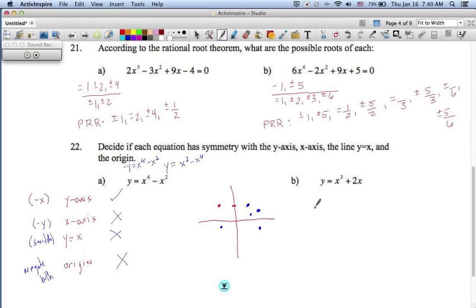So over here, y-axis symmetry, negate x. That's not cool, because negative x cubed is different than positive x cubed. And likewise, 2x is different than negative 2x. So y-axis is no good. X-axis, if I negate y, again, no good. If I switch x and y, I hope that's clear to see, that is no good either. If I negate both of them, however, negative y equals negative x cubed minus 2x, multiply both sides by -1, I'm right back where I started. We got a winner, the origin.